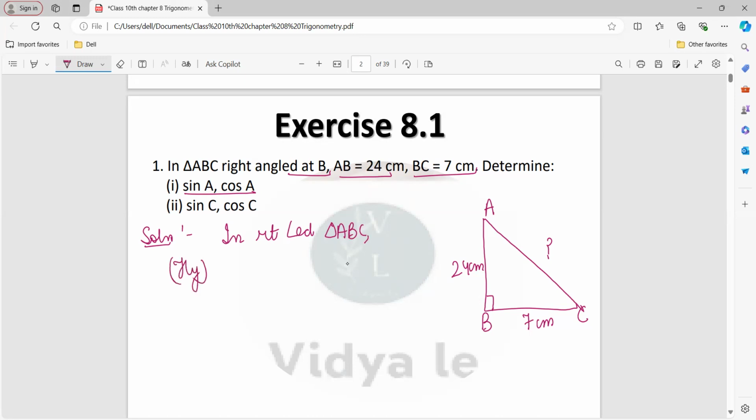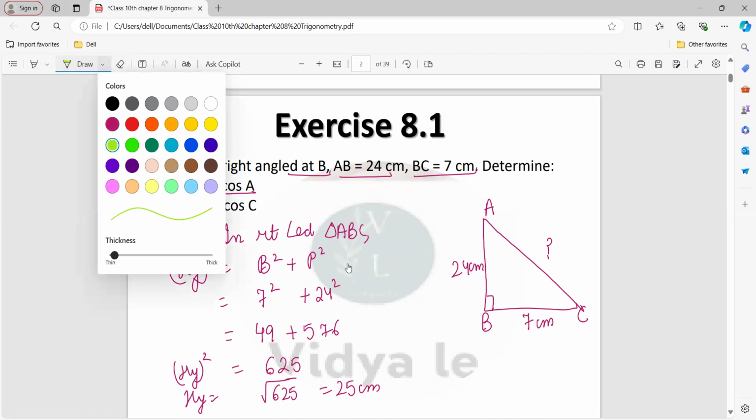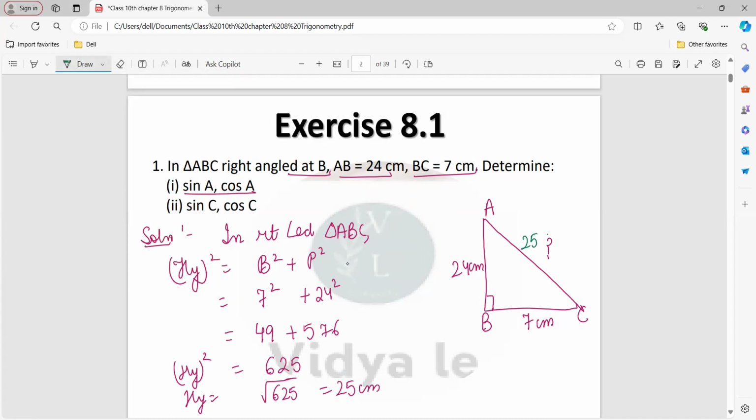So hypotenuse square will be equal to base square plus perpendicular square. Base is 7, 7 square. Perpendicular is 24, so 24 square, which is 49 plus 576, and which is equal to 625. So hypotenuse square is equal to 625. We need to find hypotenuse. So hypotenuse will be equal to square root of 625, which is 25 centimeter. That is, we got a value of hypotenuse as 25 centimeter.